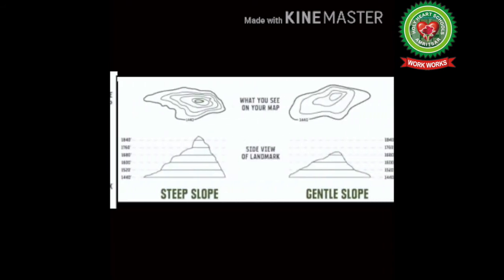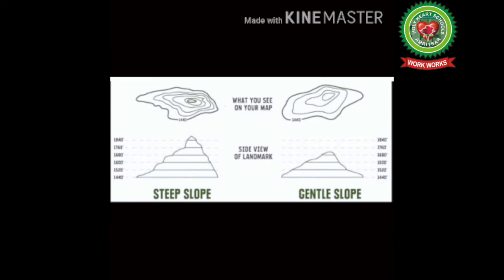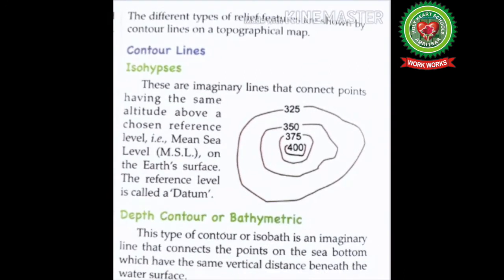The spacing between the contour lines indicates the nature of the slope. The widely spaced contour lines show a gentle slope, whereas the closely spaced contour lines show a steep slope. Come back to the reading again.